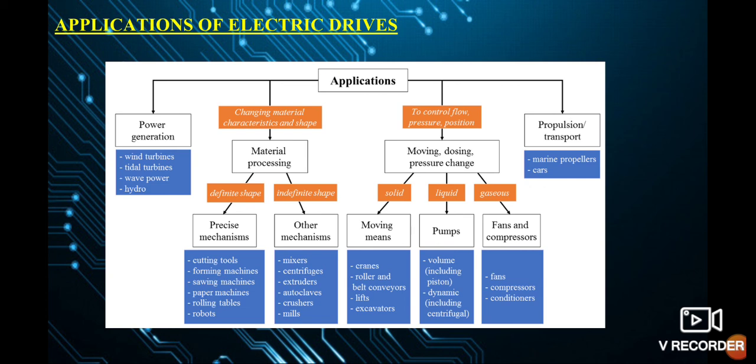So for the solid state, it has moving means, that is for moving cranes, roller and belt conveyors, lifts and excavators. For liquid, it has the following application: pumps, that is for volume including piston, for dynamic including centrifugal. And for the gaseous state, it has the following application: fans and compressors. And lastly, it has application for propulsion and transport, that is for marine propellers and cars.